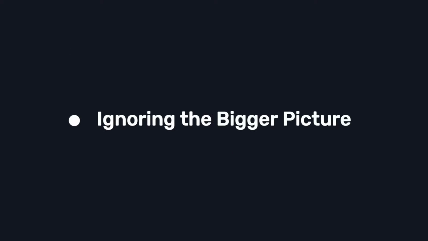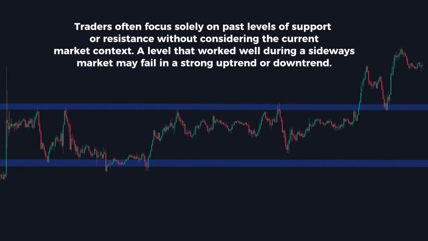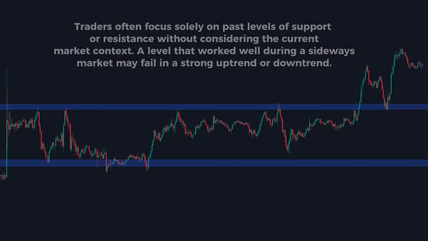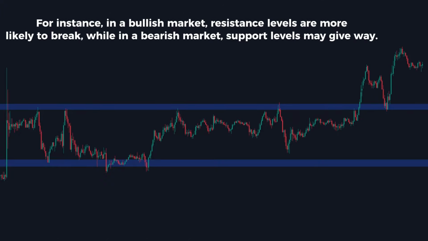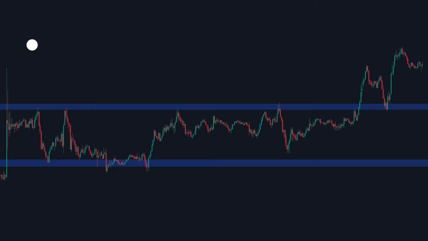2. Ignoring the bigger picture. The problem: traders often focus solely on past levels of support or resistance without considering the current market context. A level that worked well during a sideways market may fail in a strong uptrend or downtrend. The fix: always analyze the overall trend and market sentiment. For instance, in a bullish market, resistance levels are more likely to break, while in a bearish market, support levels may give way.